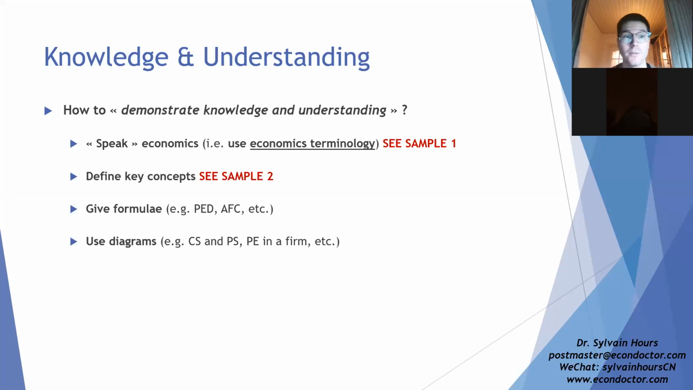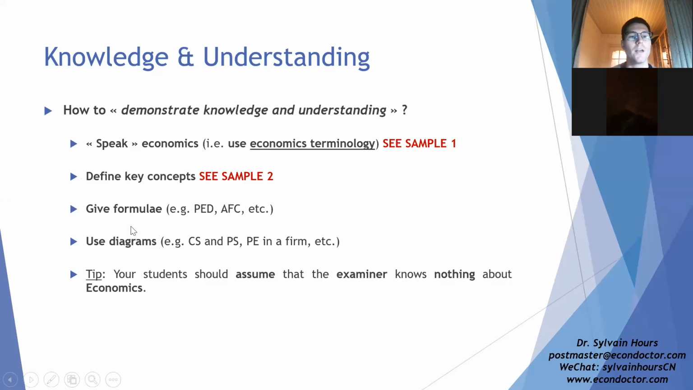So for example, if you define consumer surplus and producer surplus, then you could actually graph it, show the diagram to show how we can represent it. And to my understanding, this could be regarded as a demonstration of knowledge and understanding. Same thing, you could graph the diagram of productive efficiency in a firm, you know, the minimum of the ATC. I would also regard this as a demonstration of knowledge and understanding. Okay, so these are essentially the four main things that your students should do in order to demonstrate their knowledge and understanding.